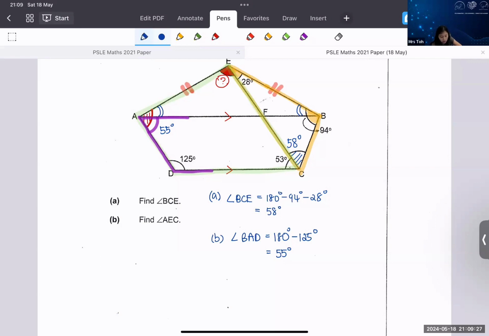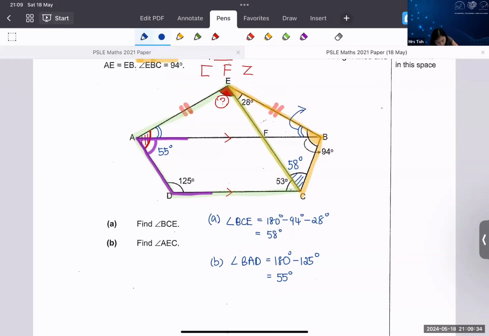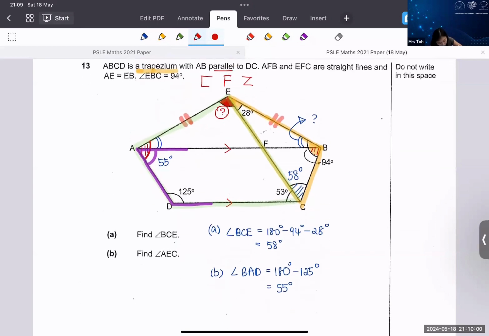So you can actually find this angle here. Okay, let me show you. I'm trying to find this angle, EBA. How to find EBA? You may need to find out FBC first. Where's FBC? So can you find out FBC first? How can you all find out FBC?